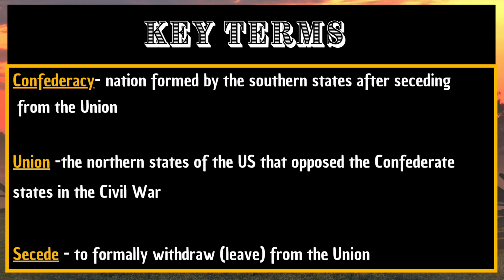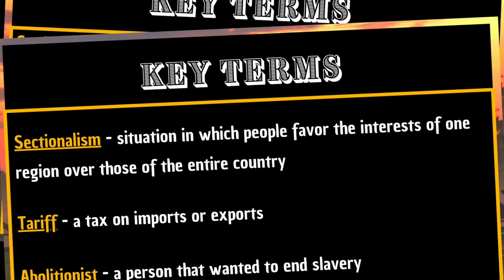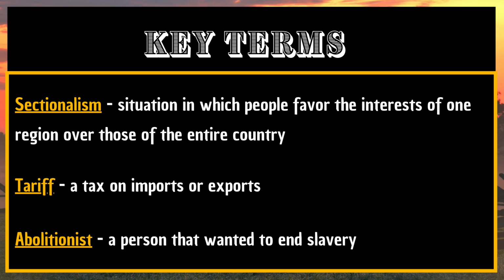And we have a few key terms that we want to make sure that you go ahead and get down into your notes. We have Confederacy, Union, secede, sectionalism, tariff, and abolitionist. Go ahead and pause this video so that you can copy those definitions down into your journal.